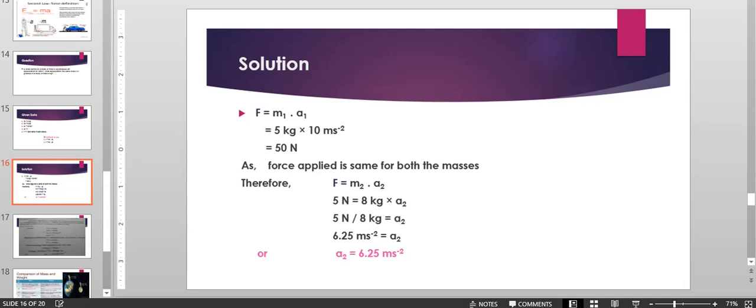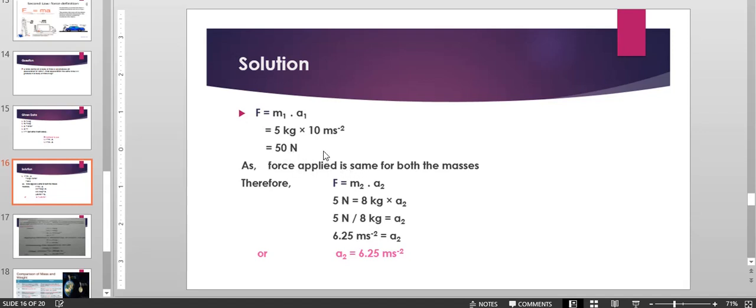So there are basically two ways by the help of which we can solve this problem, or there can also be more, but I have solved this question this way. We have found the force that has been applied on both the objects, as we were given in the question that the force is the same for both the objects to accelerate. So I decided to find the force first, which is 50 Newton.